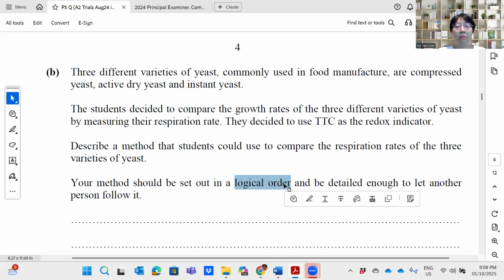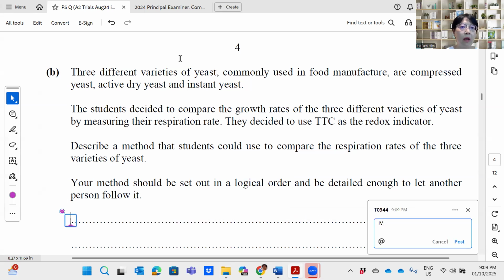When you want to write your method, it's just like how you did Paper 3, when you need to carry out an experiment by following the instructions given: step 1, step 2, step 3. When you write your answer in this design experiment, you need to write it in a logical order. Logical order means step 1 is what you need to do first, followed by step 2, followed by step 3.